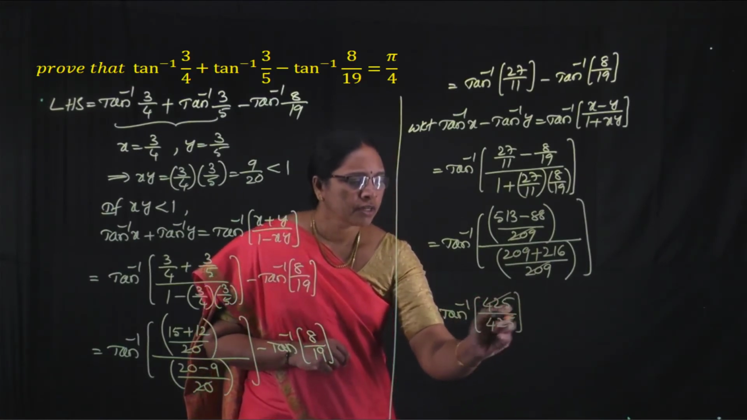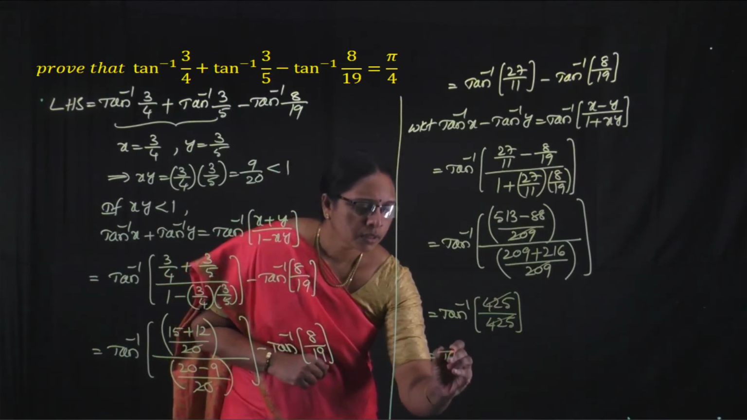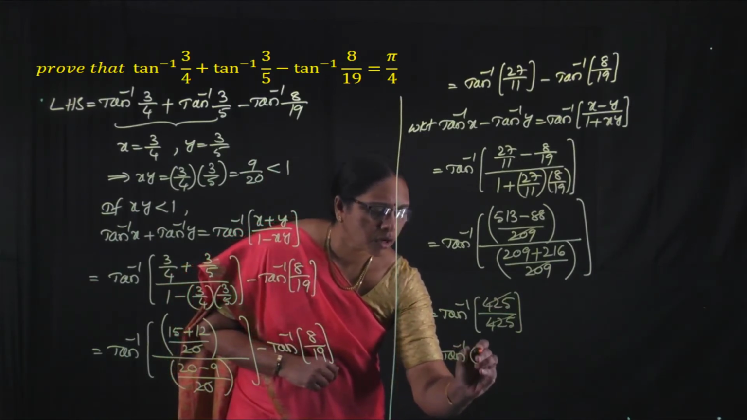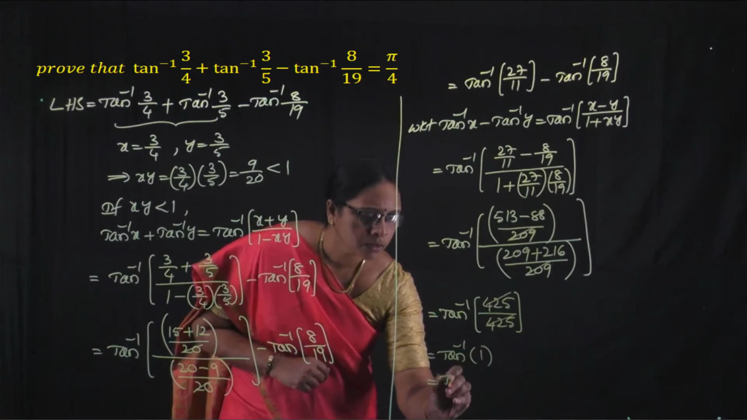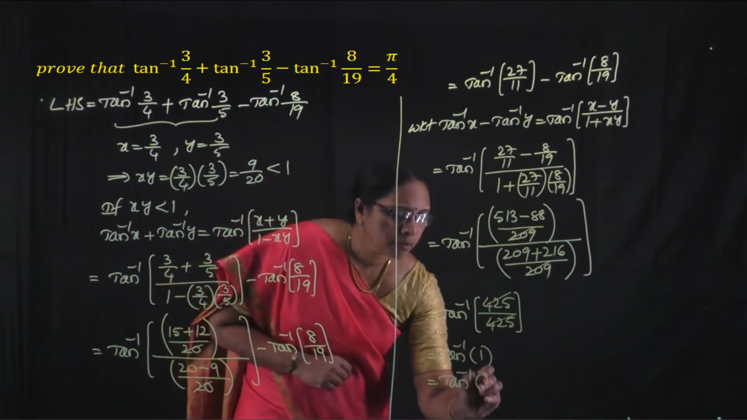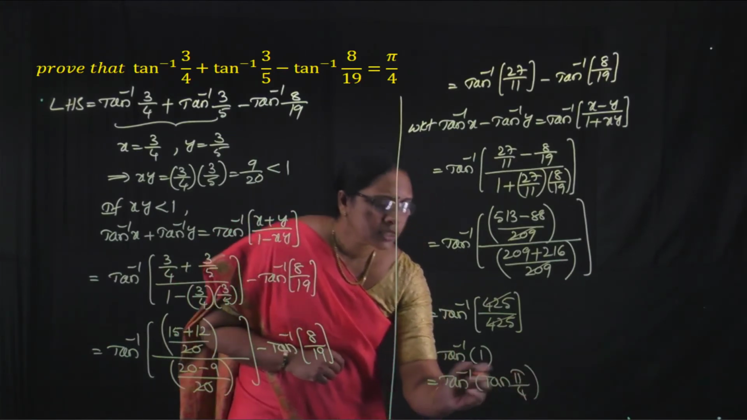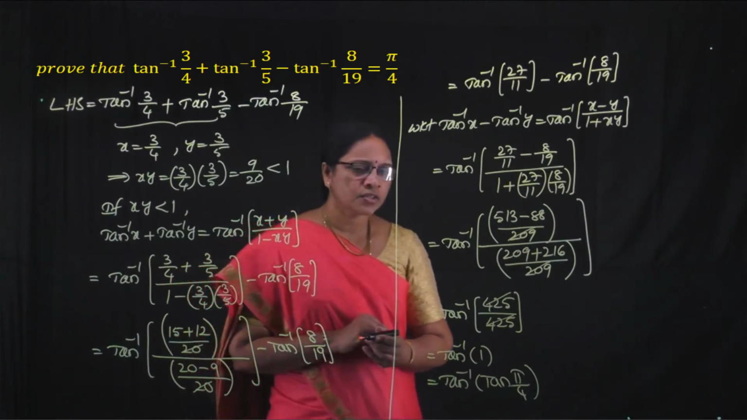Here 425 gets cancelled, that is equal to tan inverse of 1. Here 1 is tan pi by 4. We know that tan inverse of tan x is x.